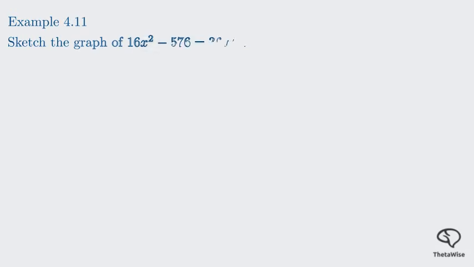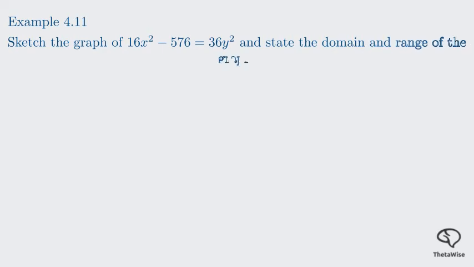We'll follow a step-by-step process to sketch a non-rectangular hyperbola. Here's our question. It asks us to sketch the graph of the equation 16x squared minus 576 equals 36y squared, and then to state the domain and range. Before we can do anything, we need to get our equation into that standard general form, x squared over a squared minus y squared over b squared equals 1.